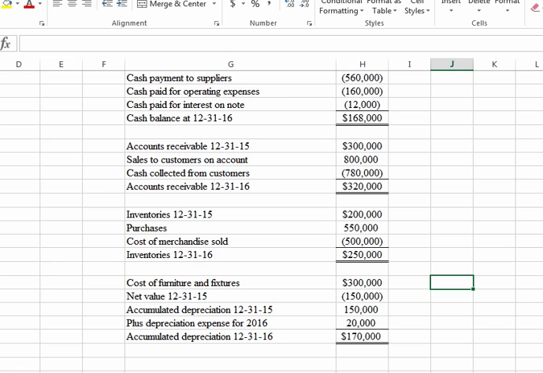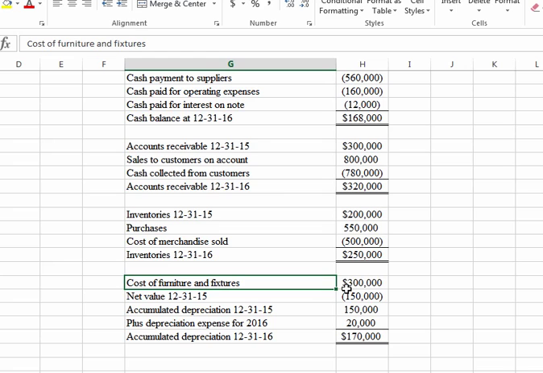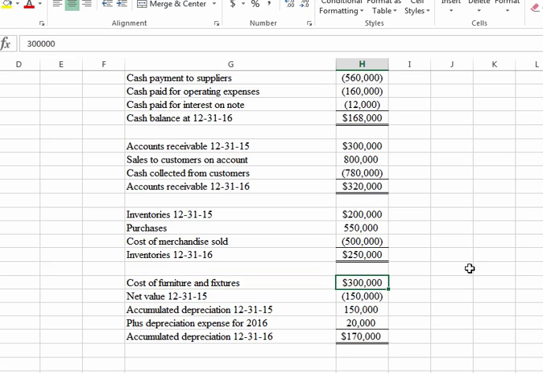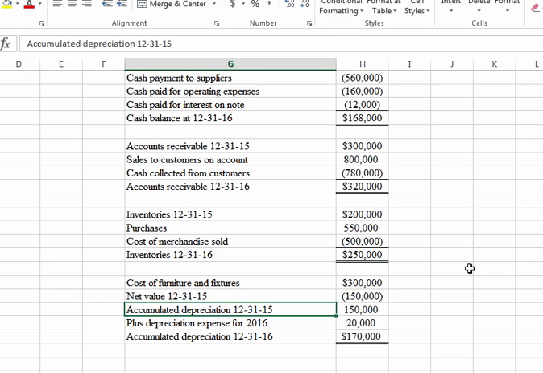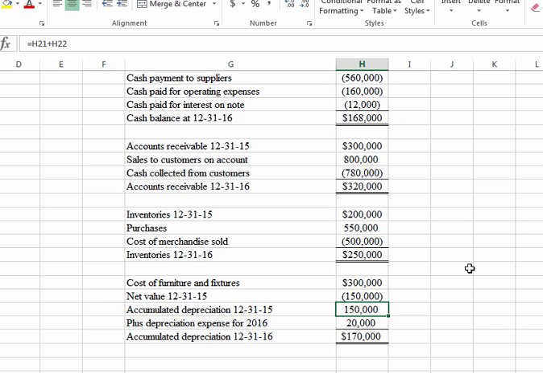Okay, so I hope that makes sense. Let's go back through it. They give you the cost of the furniture and fixtures, $300,000, and that's static. They didn't tell us that any more were purchased. We know the net value of the equipment on last year's balance sheet was $150,000. Well, if we take the difference in those two, that gives us the accumulated depreciation at the end of 2015. Add depreciation expense for 2016, and we get to accumulated depreciation at the end of 2016.